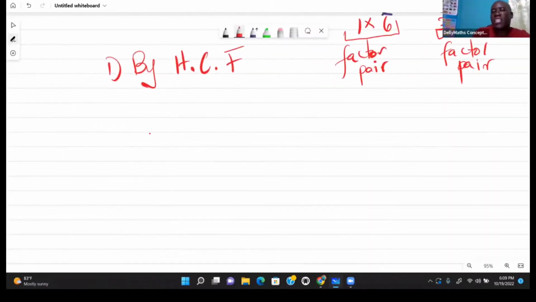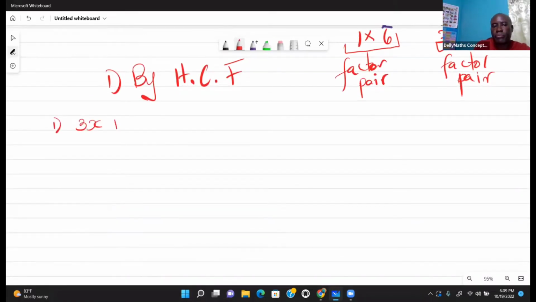Let's start off by writing down a very simple idea. Example 1, 3x plus 3y. Is there anything that is common? Now, sometimes you will be able to see it. So we are seeing that 3 is common. We're not seeing anything else that is common.